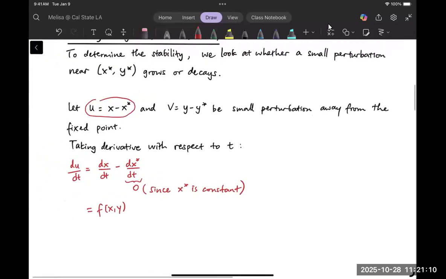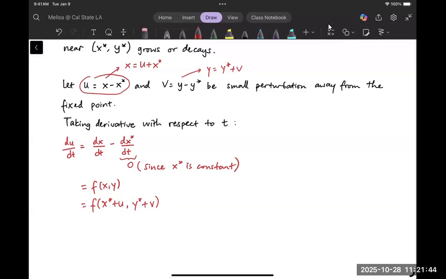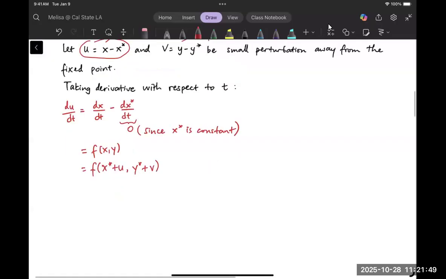All right, and then x, well, if you solve for x from this equation, x is u plus x star. All right, so then I'm going to write x as u plus x star or x star plus u. And then likewise for y, so if you look at the second equation here, you can write y as y star plus v. Okay. And then now I want to do a Taylor series expansion. Okay, so this is a Taylor series for functions of two variables, right?